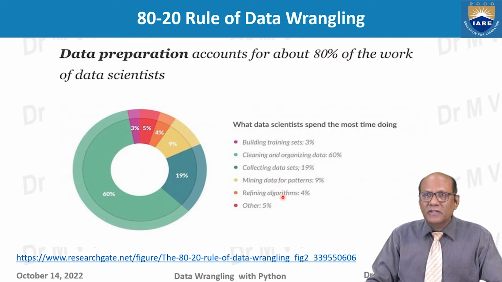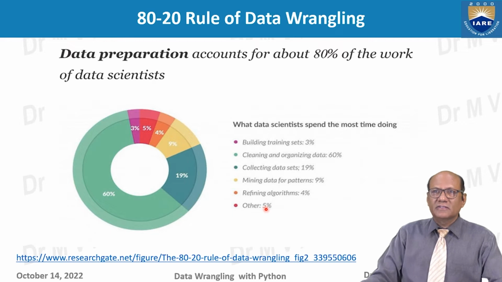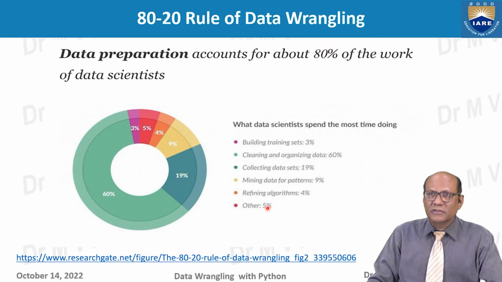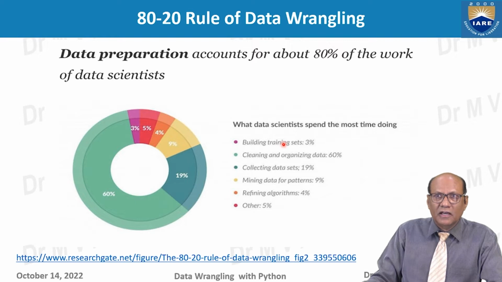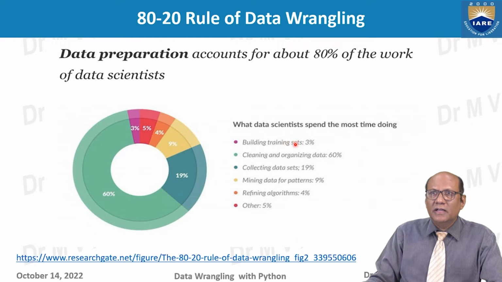Then 4% in refining the algorithms. That means whatever algorithms you have applied here, you have to refine them. And others, some miscellaneous things, account for the 5%. So if you see here, most of the time we are spending cleaning and organizing the data, 60%, and building the training sets, of course. This is again not a part of analysis, because you are preparing the data, you are making the data sets for training purpose and testing purpose, and this is outside the analysis.